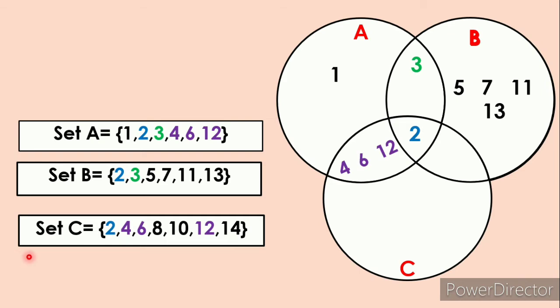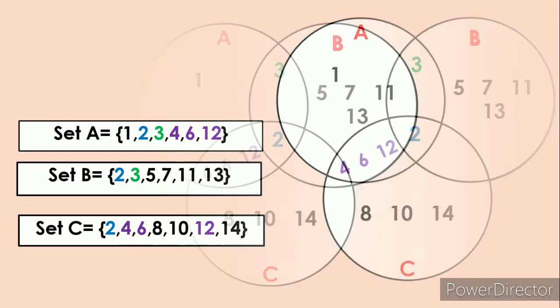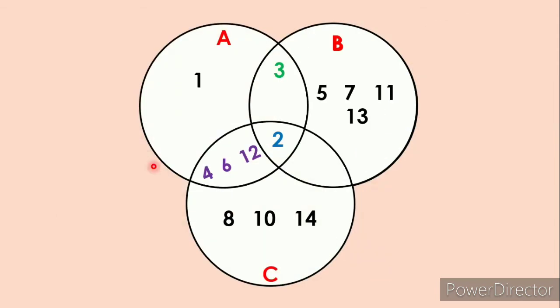Next, lastly, we have set C. We have 8, 10, and 14. So that's the remaining elements of set C. So we will put that in this region. So this is our final answer.